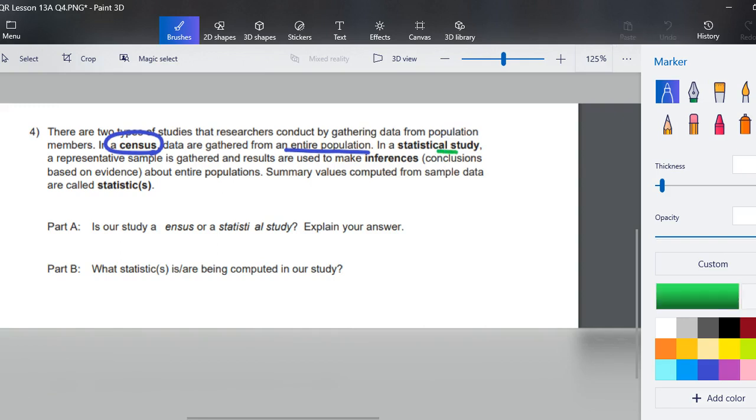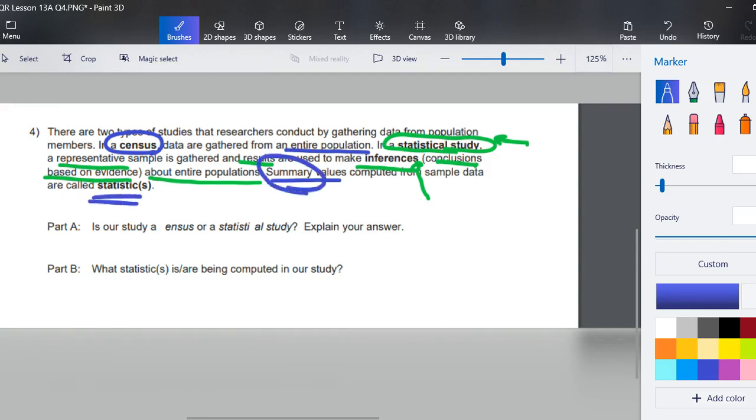In a statistical study, a representative sample is gathered and results are used to make inferences. And these are conclusions based on evidence. So I'd get a card for a statistical study. I'd get a card for inferences that are conclusions based on evidence. But these inferences are about the entire population. Summary values computed from sample data are called statistics. They are the summary values, and they are computed from sample data, and they're called statistics.